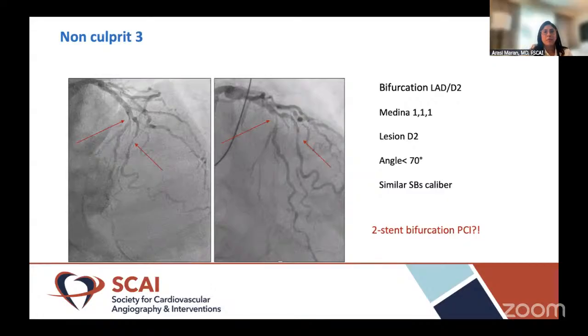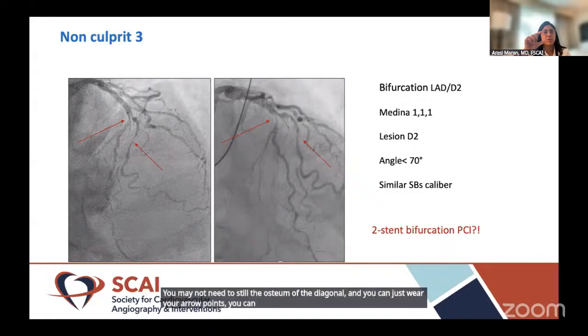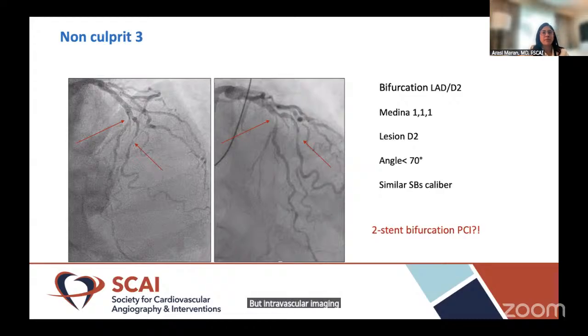I would completely agree with what you just said. Based on your angiographic images, it looks like you may not need to stent the ostium of the diagonal. Where your arrow points, you can just put a short stent there and provisional into the LAD alone. But intravascular imaging will be the key.